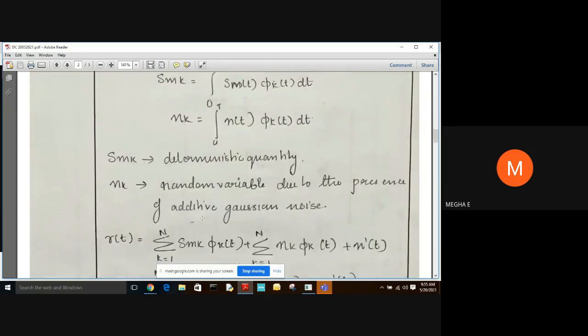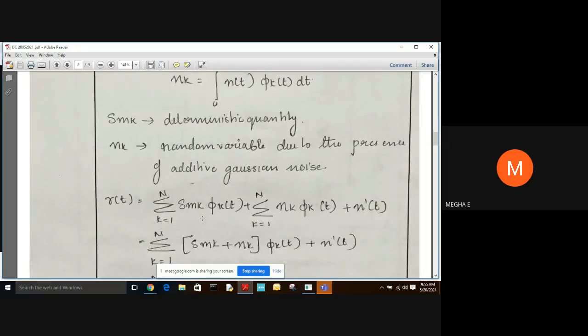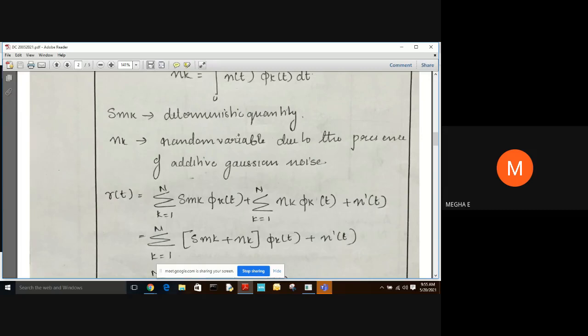Here Smk is a deterministic quantity and it is contributed by the transmitted signal Sm of t. And Nk is nothing but a sample value of a random variable due to the presence of additive white Gaussian noise.